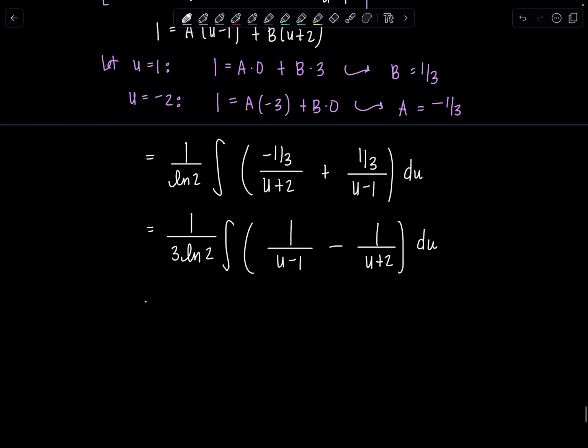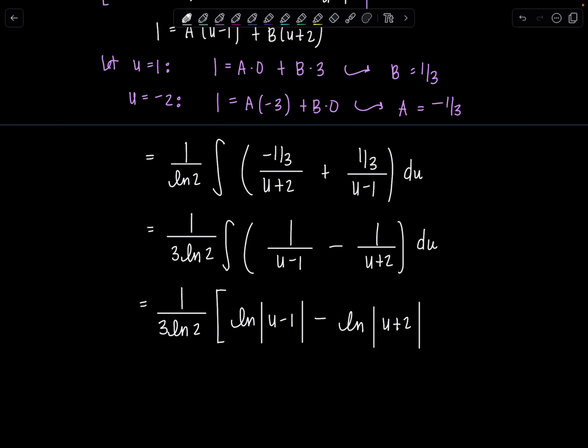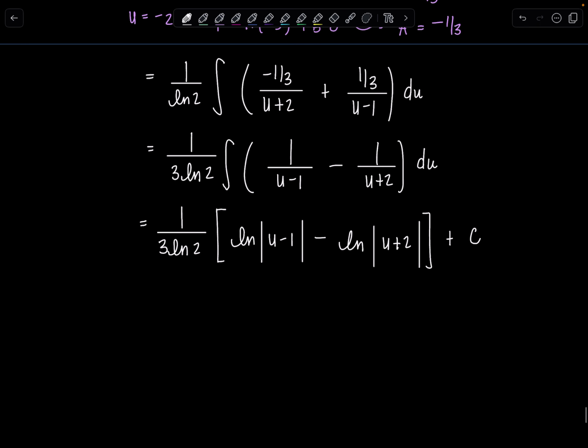All right, next step, we're ready to take the antiderivative. So we've got 1 over 3 ln of 2. Then the antiderivative of 1 over u minus 1 is going to be natural log absolute value u minus 1, minus natural log absolute value u plus 2, plus C. And then remember, our original variable was not u. We made a substitution. U was 2 to the x.